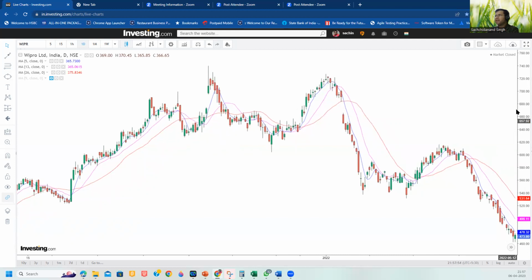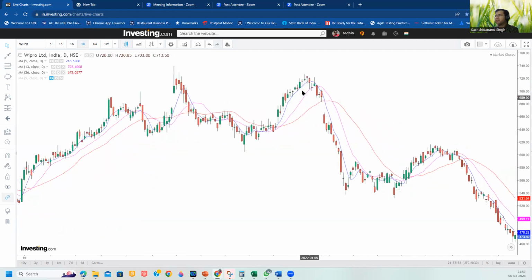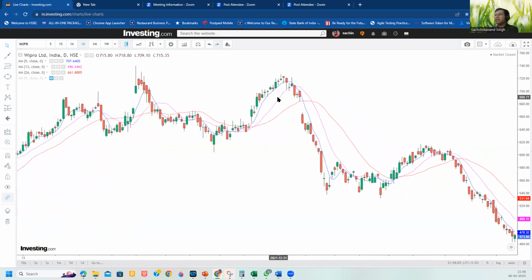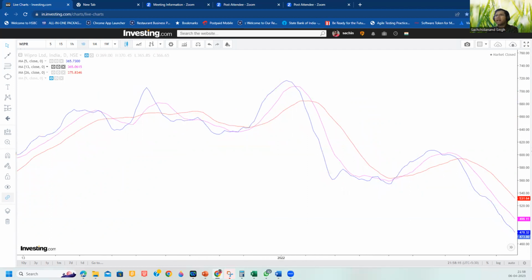So till now, what is happening? The smaller time frame moving average is up, that is the 5, the blue one, and then the pink one, 13, and the red one below. But after this point, let me hide the chart and highlight this point.